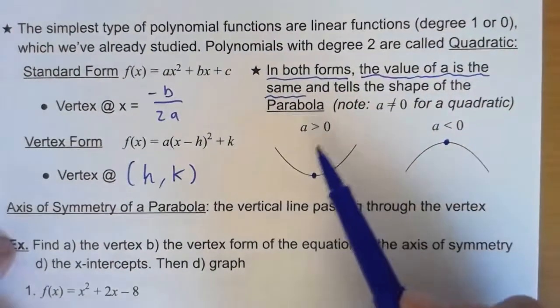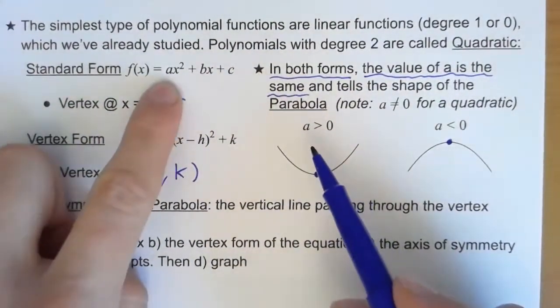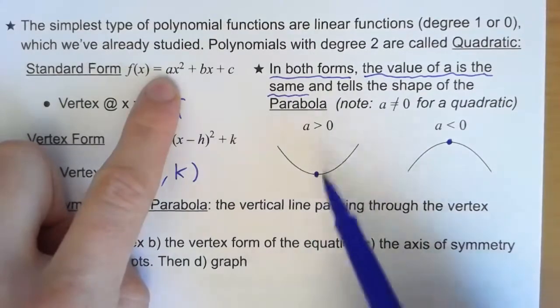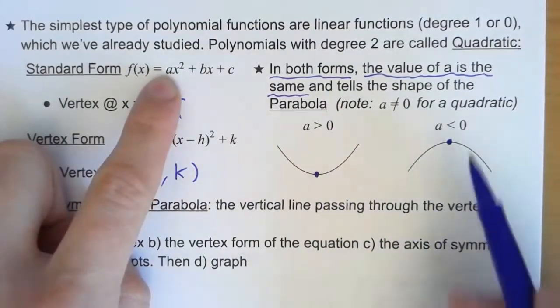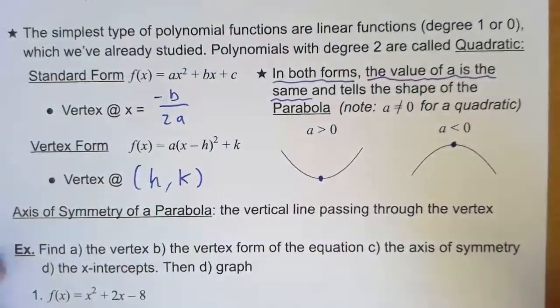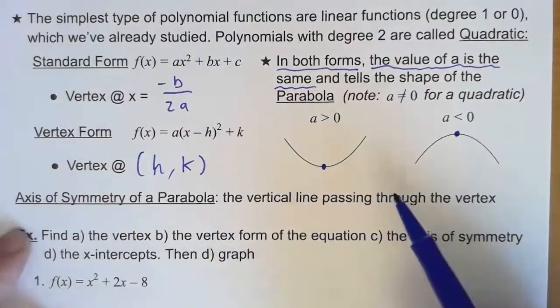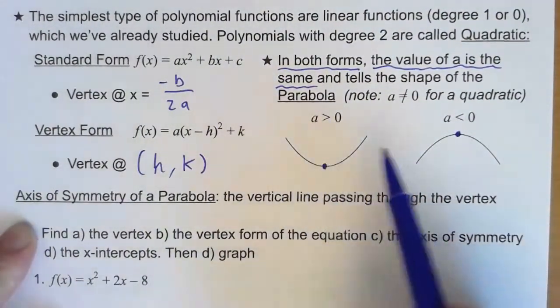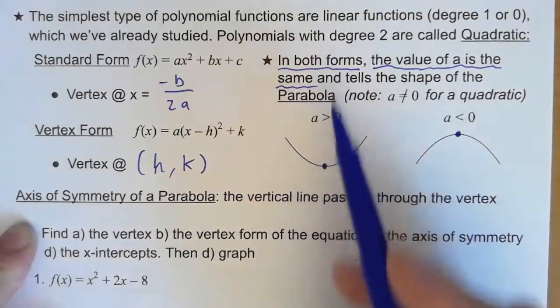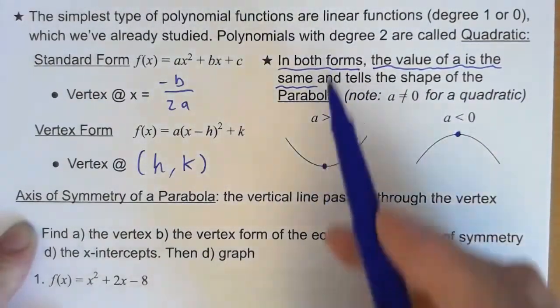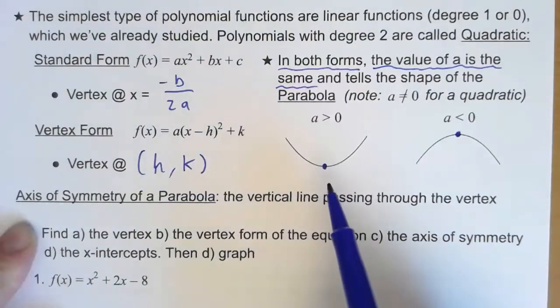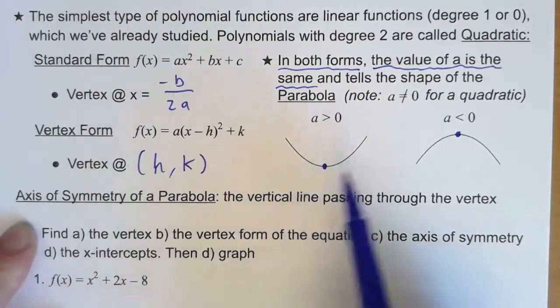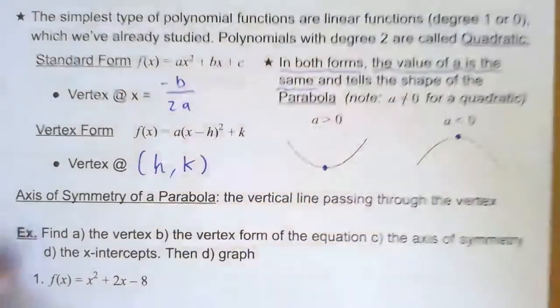And then you probably remember, if you've got a positive a, if you've got a positive leading coefficient, the parabola opens up. Negative leading coefficient, the parabola opens down. Now we've got something called an axis of symmetry. The parabola is going to be symmetrical from the left to the right. So there's this line going straight through the vertex that we call the axis of symmetry, where it's symmetrical on either side of that vertical line.